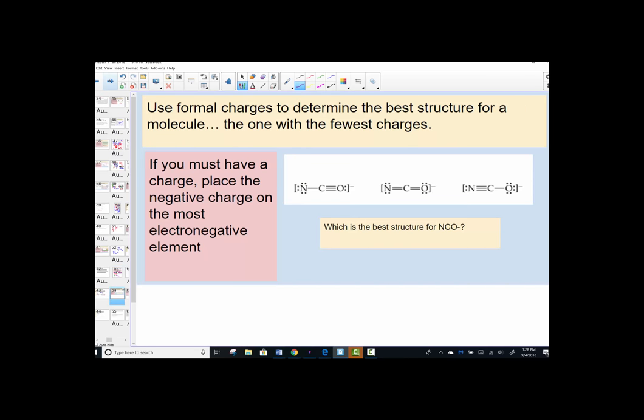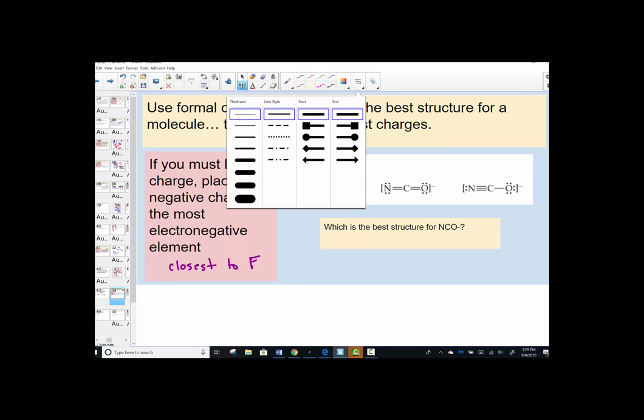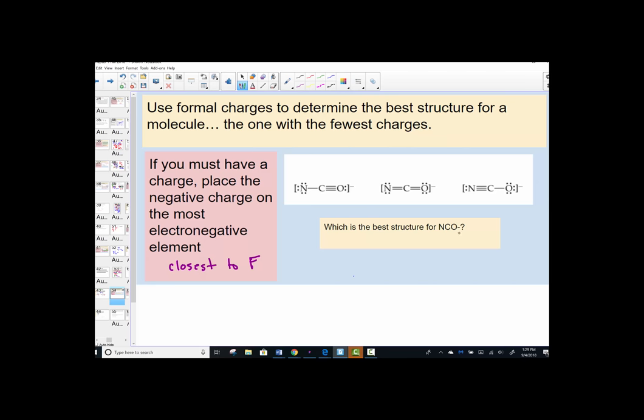So we use formal charge to determine the best structure for a molecule, the one with the fewest charges. And if you have to place a formal charge, always put the negative charge on the most electronegative element. Remember, that's the closest to fluorine. So let's try to decide which one would give us the best choice in terms of structure. NCO negative is a compound that's drawn 3 different ways. What's the major contributing structure to all 3 of these resonance structures? Well, let's go through, and I'm going to just draw those a little bit bigger.